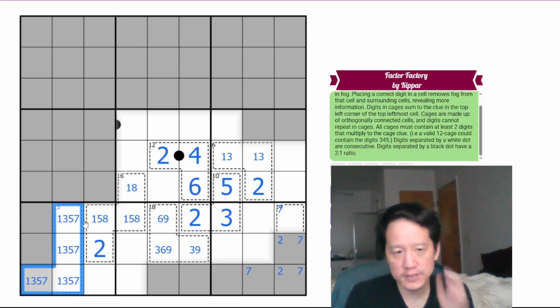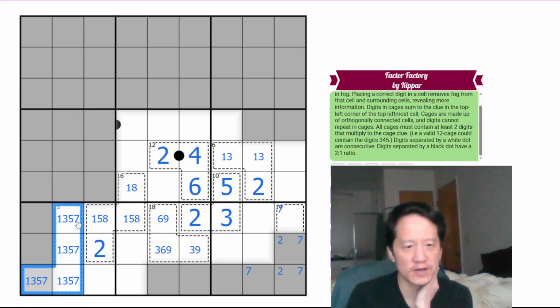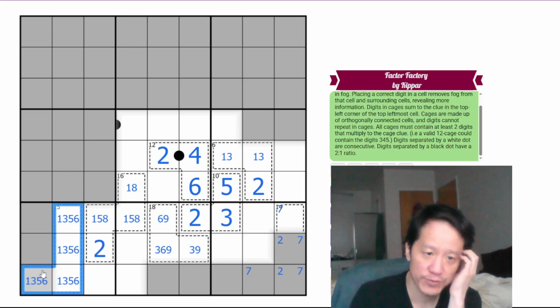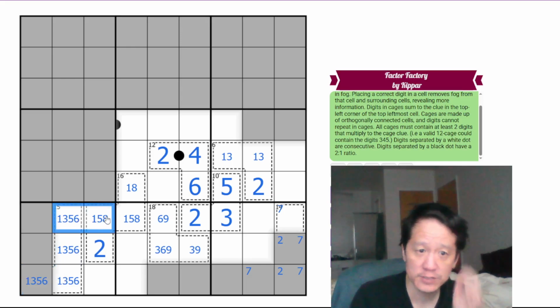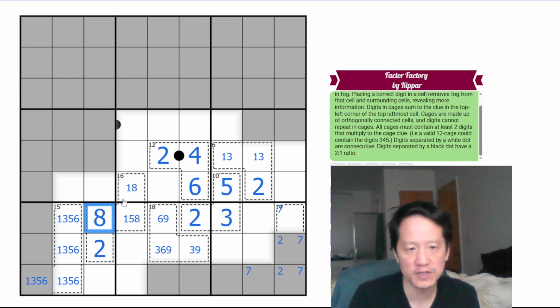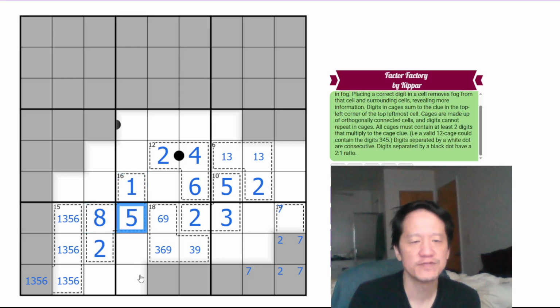1 and 7 to add up to 15. No, 3, 5 adds up to 8. We need 1 and 6. So it's 3, 5, 1, 6. That eliminates 1 and 5 from the rest of the box, which eliminates 1 and 5 here. So this must be 8. This must be 1. That must be 5. This can't be 3 or 5 here.